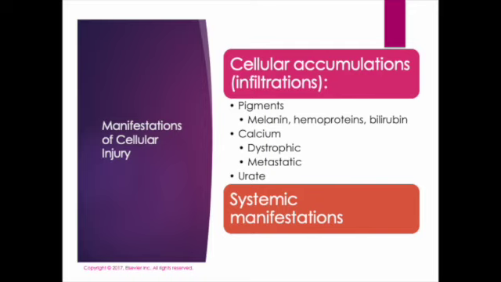And lastly, urate. Urate accumulation can occur when we have too much urate in our body, and this can lead to conditions like gout. So uric acid crystals are accumulating and they're not being excreted properly, and so they accumulate in the joints and tissues, and this causes inflammation and pain. You can see other systemic manifestations listed in your textbook.